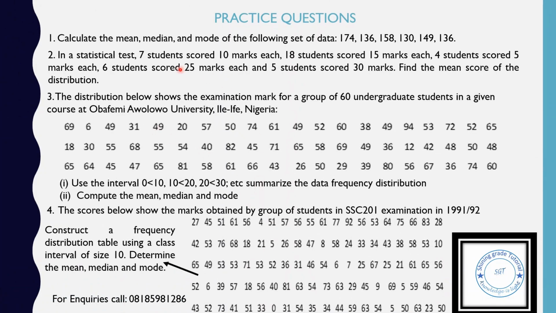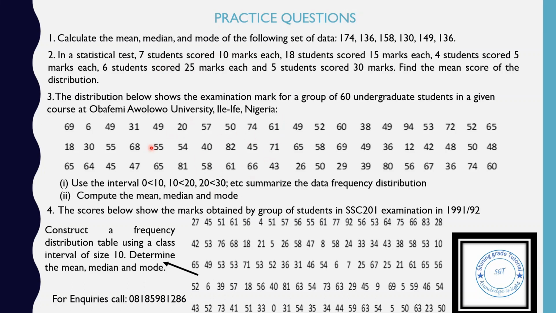So we come to the end of the class by giving you some practice questions. We have just 4 of them. Pause the video and try taking the questions. Calculate the mean, median, and mode of the following set of data. In the statistical test, 7 students scored 10 marks, 18 scored 15 marks, 4 students scored 5 marks, and 6 scored. So you are given the marks together with their frequencies. You can draw a table, put the corresponding marks together with the frequencies, find the fx, get the summation of fx and the summation of f. That is the hint on that.